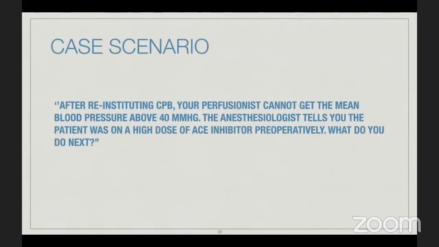Sorry, I have a question. Yes. Is the reservoir the only source of air to go into the arterial cannula, or can we have other sources? Other sources for air embolism? Yeah, embolization into the aorta.